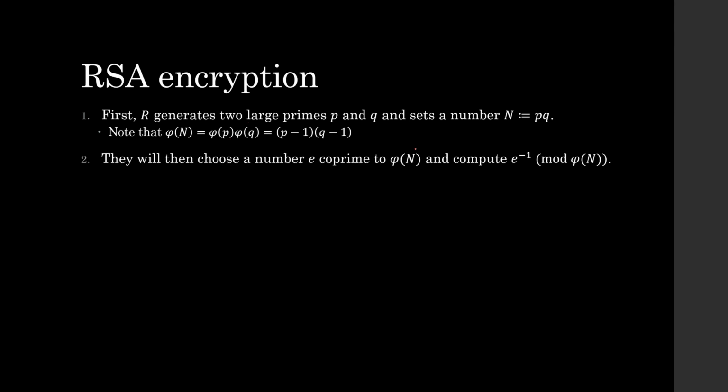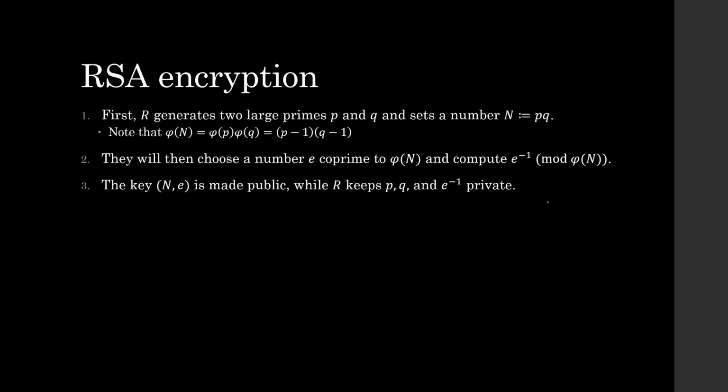So then the receiver is going to choose a number E that is co-prime to the totient function of N. The totient function of N, we now know, is P minus 1 times Q minus 1, so R already knows what that is, okay? And he just gets a number E that's co-prime to that, and that's not too hard to do. And then he's going to compute E to the minus 1, the inverse of E, modulo phi of N. The reason we can do that is because E is co-prime to phi of N. We specifically picked it that way, so it's going to have an inverse modulo phi of N.